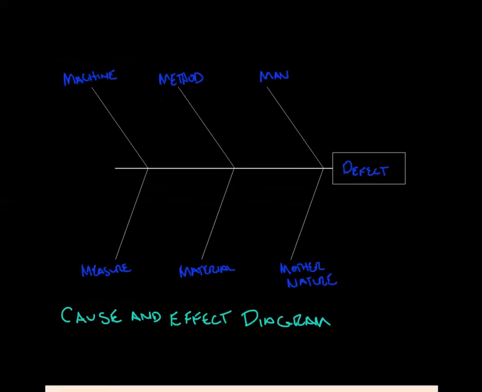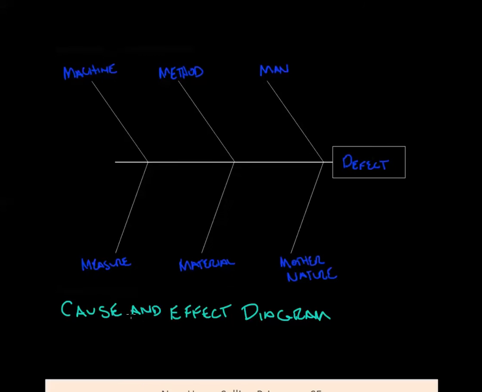And the last of the 7 quality tools is called the cause and effect diagram. Sometimes it's called the Ishikawa diagram, named after its founder. The cause and effect diagram is a brainstorming tool used to organize the root causes, potential root causes of a defect into categories referred to as the 6 M's.